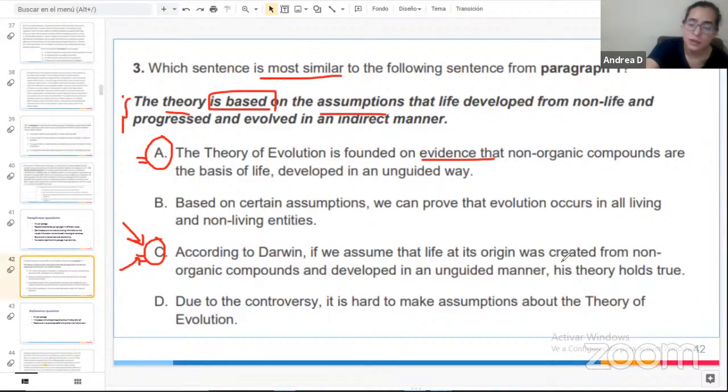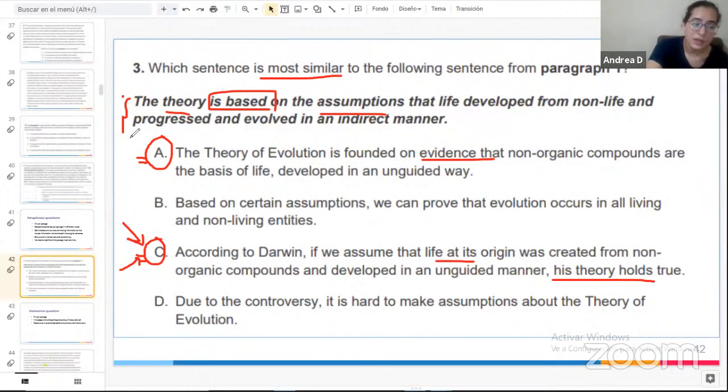Option C is mostly focusing on when his theory would hold true. So if you ask the question, when can his theory hold true? Then the answer will be, well, assume that life and blah, blah, blah. So it has a different perspective, it's about a different thing. It's not exactly about what this theory is based on. That's not the main idea of option C.